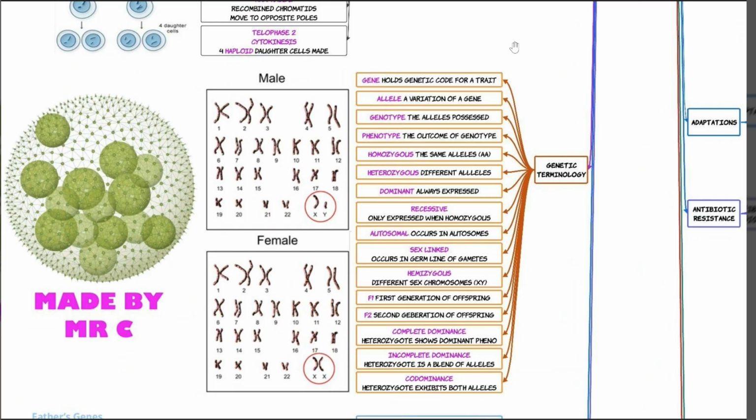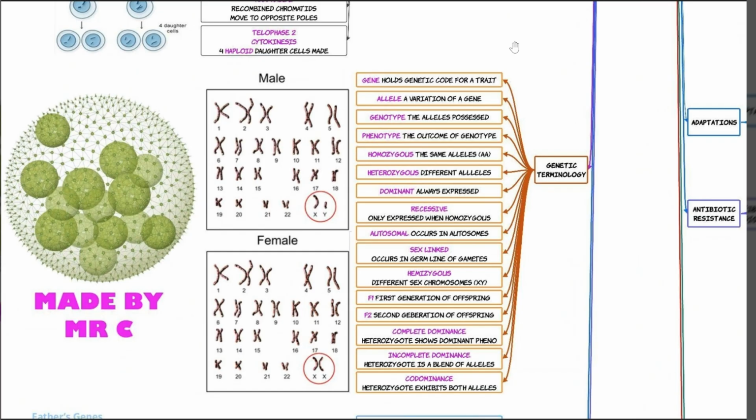Dominant means it's always expressed. Recessive means it's only expressed when in the homozygous recessive. Autosomal means it occurs in the autosomes, which are the normal chromosomes, sets 1 to 22. Sex linkage means it occurs in the X and Y chromosomes. Hemizygous means different sex chromosomes, like X and Y. F1 is the first generation of offspring. F2 is the second generation of offspring.